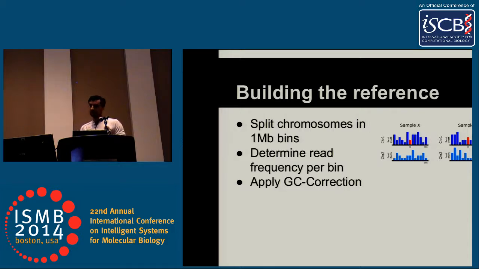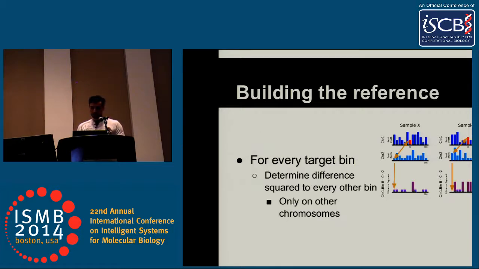So the implementation of this was basically we split all the chromosomes into 1 megabase bins, so each area is just a set area. And we determine the amount of reads mapped to this area relative to the total amount of reads we have, so the read frequency per bin. And we apply a GC correction to get rid of most of the variations in the samples. After that, we determine the difference between every target bin and every other bin on every other chromosome. And we square this difference, so you are very heavily penalizing large differences within a few samples.